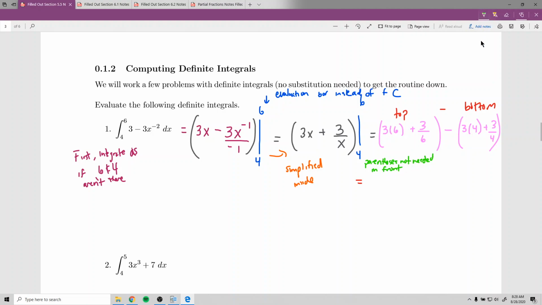But we do need to distribute the minus sign through the second part, to get rid of that parentheses. But the first thing, 3 times 6 is 18, plus 3 over 6 simplifies to 1/2. Distribute the minus sign through. 3 times 4 is 12. Since this is a plus, when we distribute the minus through, it goes to a minus. And 3 over 4 is a simplified fraction.